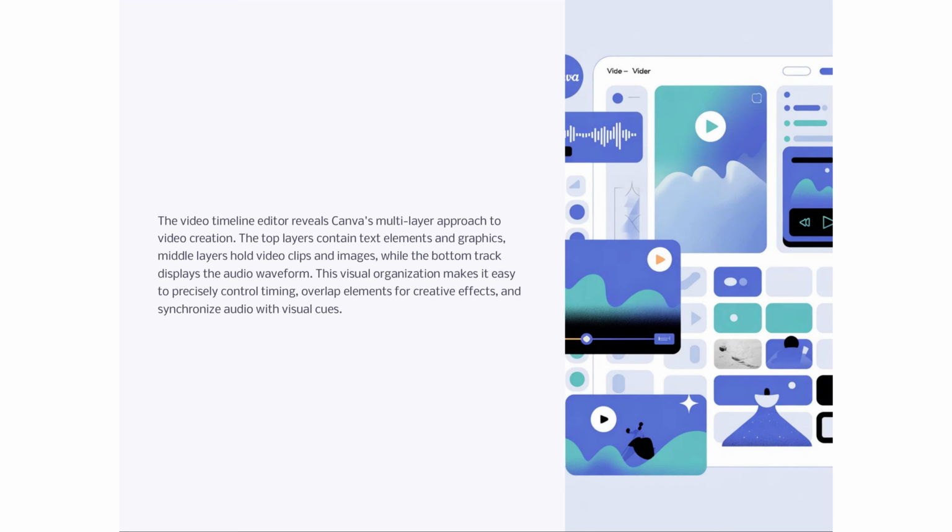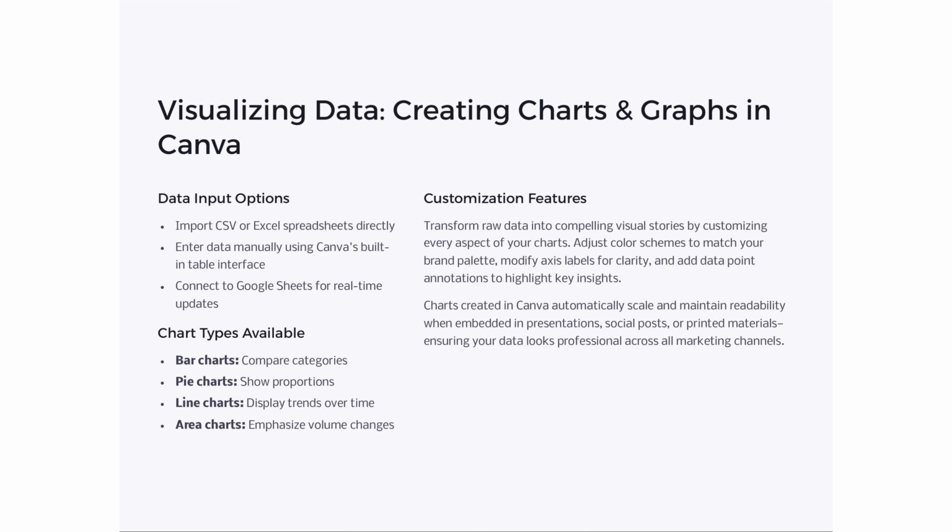video production process. Canva offers versatile data input options, including CSV, Excel, and Google Sheets integration for real-time updates. Choose from bar, pie, line, and area charts to visualize data effectively. Customize colors, axis labels, and annotations to align with your brand. Charts scale seamlessly across platforms, ensuring professional presentation in any format.